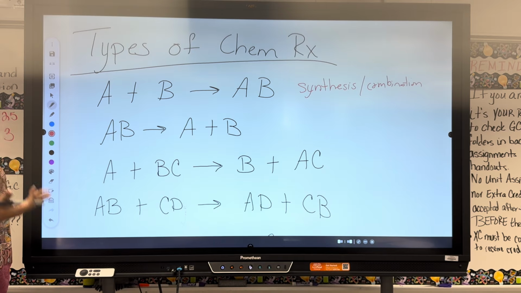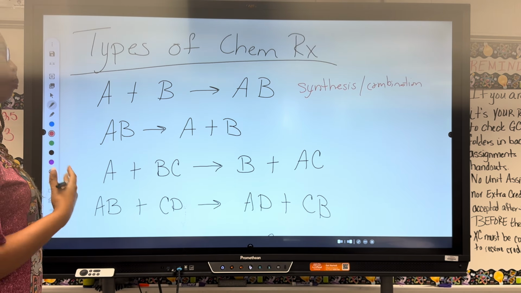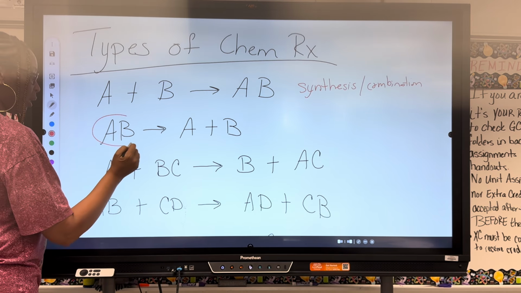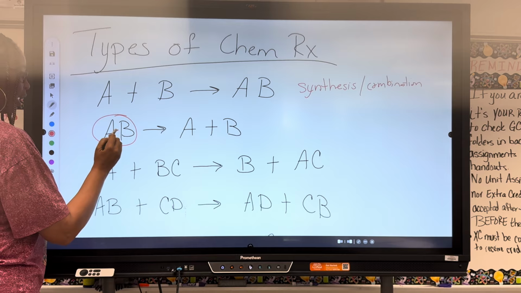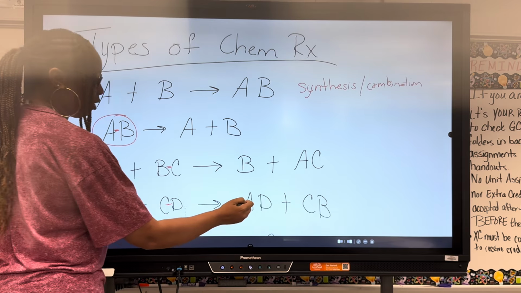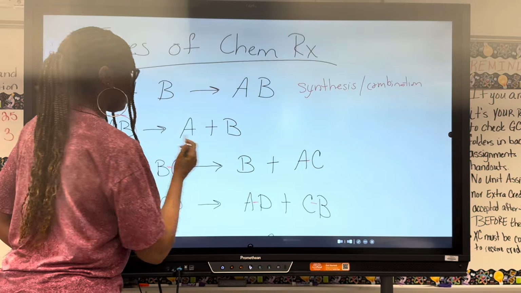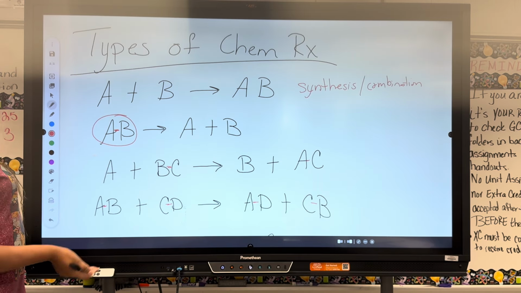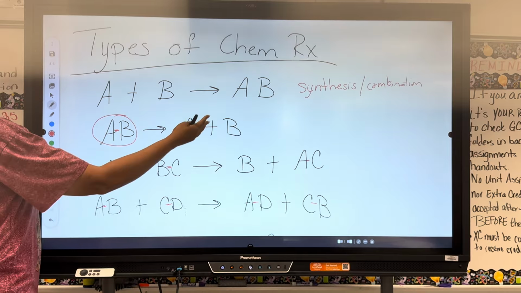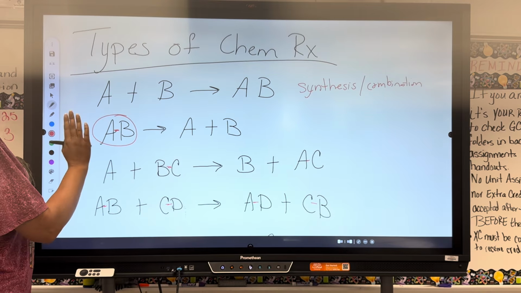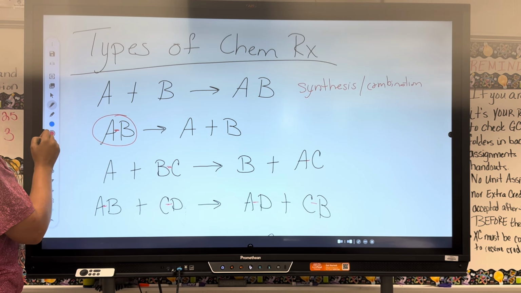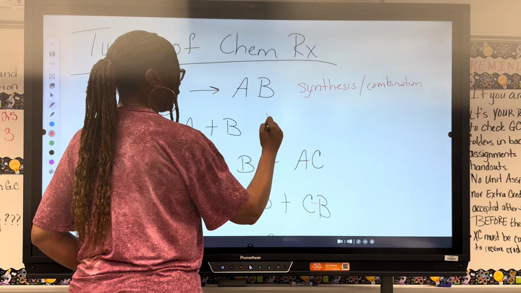Now, by contrast, if you have more products than reactants, so let's say you had a compound, so this is bonded together, right? This is compound AB, with lines in between to indicate bonds. You have compound AB, and it breaks down into the separate parts A plus B. Now this may be two elements, or an element and a smaller compound, but the point is I have more products than reactants. When that happens, this is called a decomposition. So this will be a decomp.